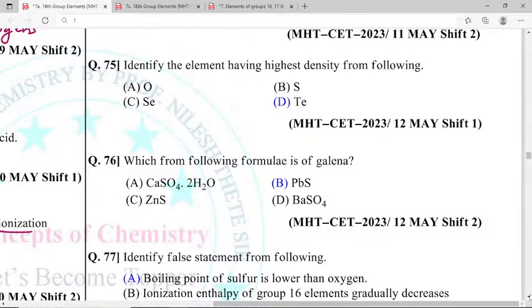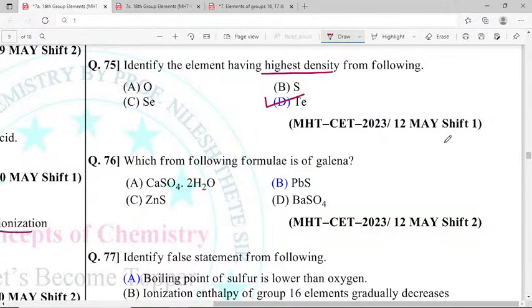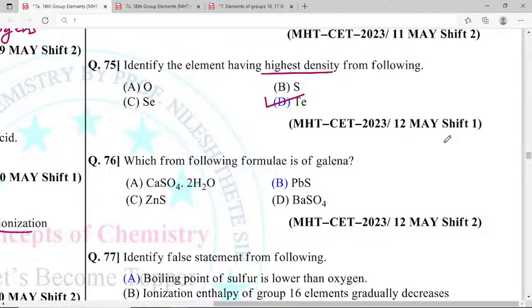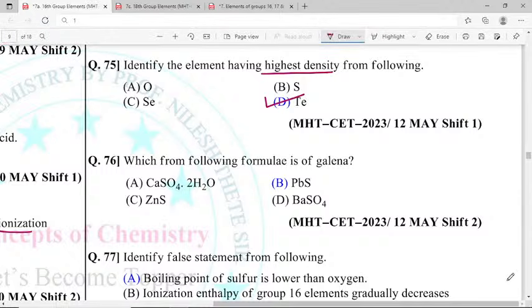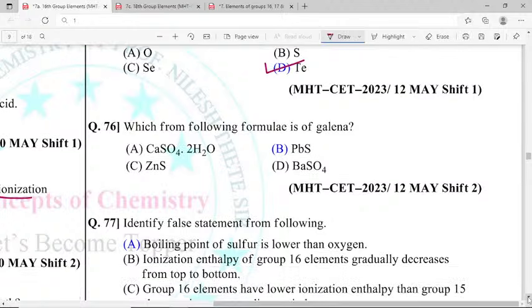Identify the element having the highest density. Highest density is tellurium. Top to bottom, atomic size increases, molar mass increases, so density increases. So oxygen, sulfur, selenium, tellurium. Tellurium shows the highest density. Oxygen is a gas, sulfur is a solid, selenium is a solid, tellurium is a solid.